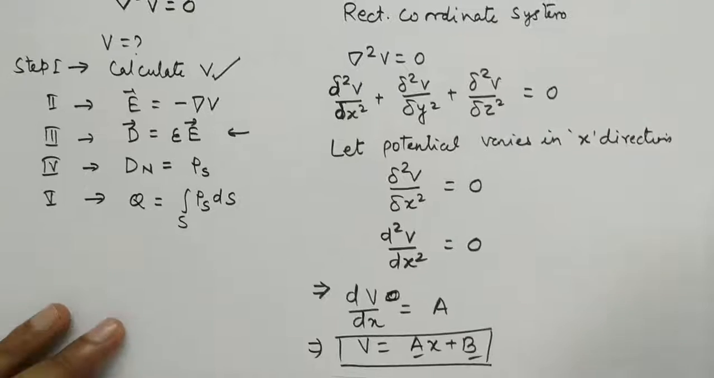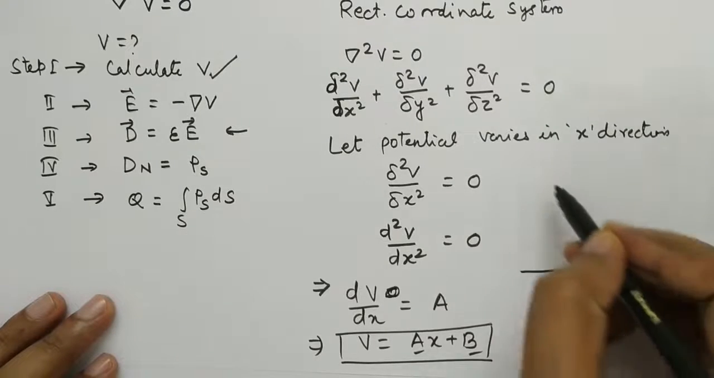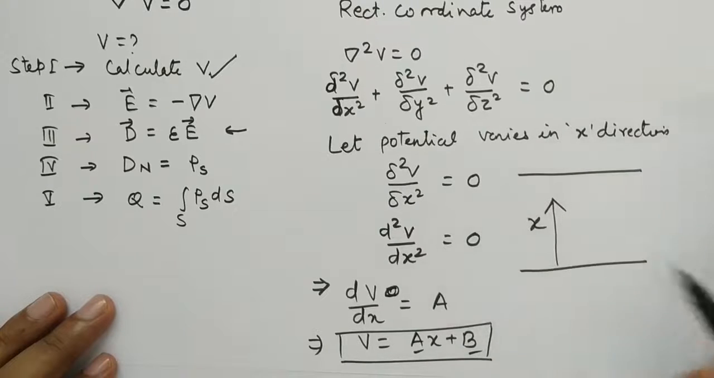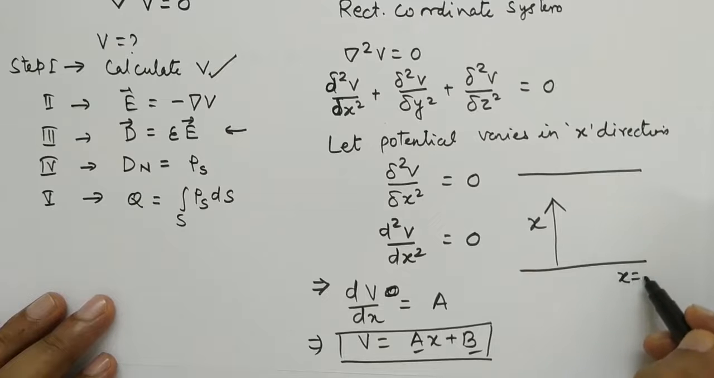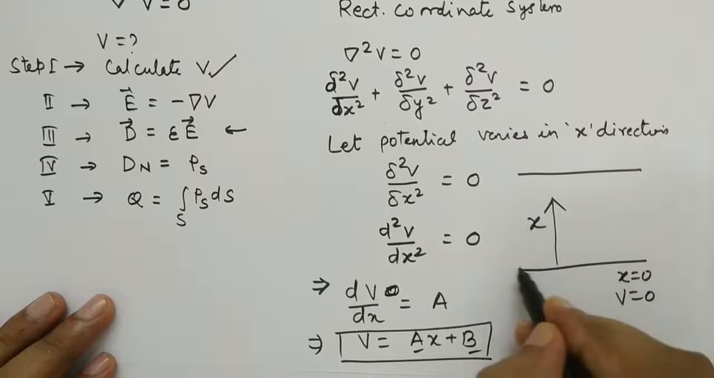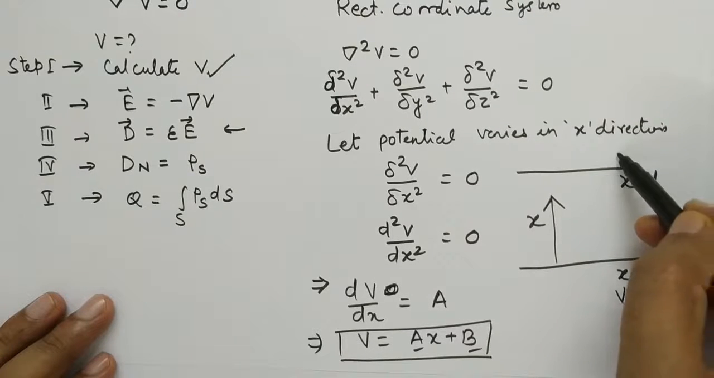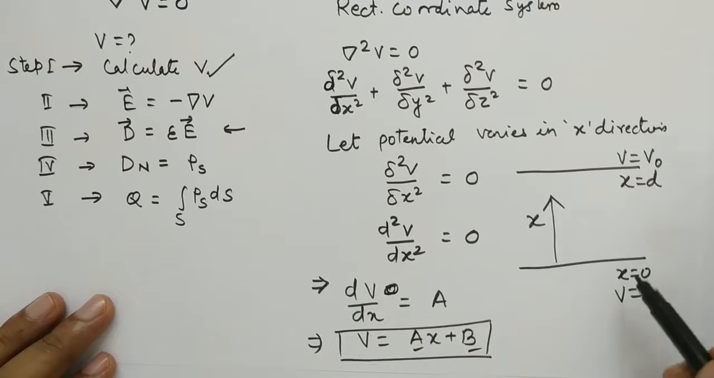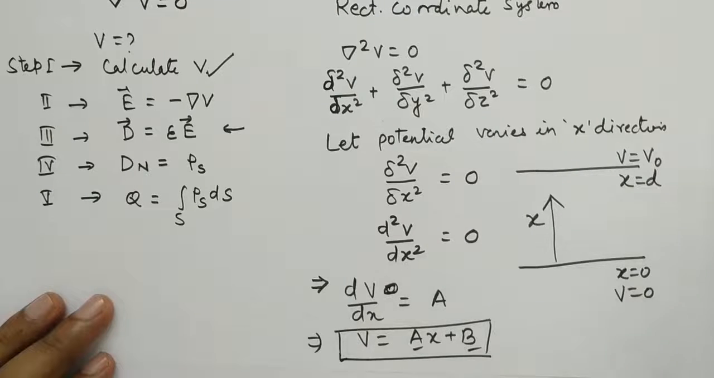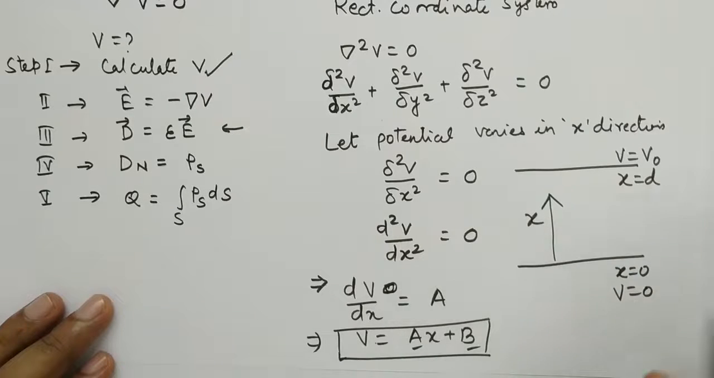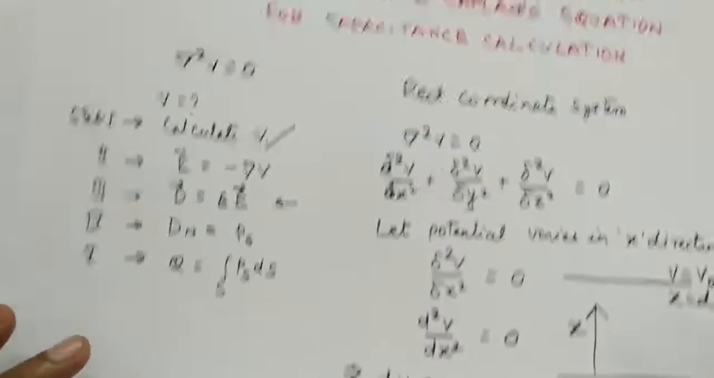So for the parallel plate capacitor, if we have two plates and the field is varying in, let's say, the x direction, assume that this is the x direction, then at x equal to 0 we can say V equal to 0. So this line is x equal to 0. Similarly, at x equal to d, we can say V equal to V naught. So the boundary condition is in terms of x for the potential. If x is 0, V is 0. If x is d, V will be equal to V naught. By applying this boundary condition, let us try to solve for the potential.